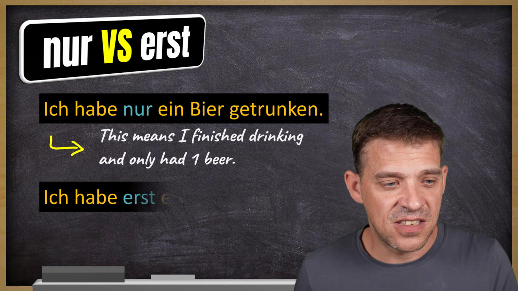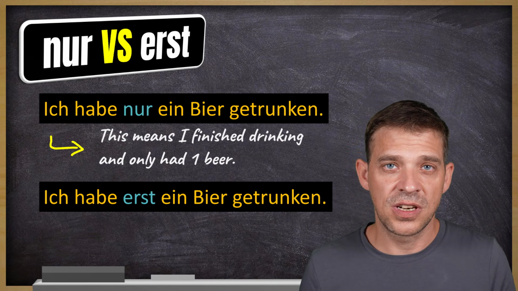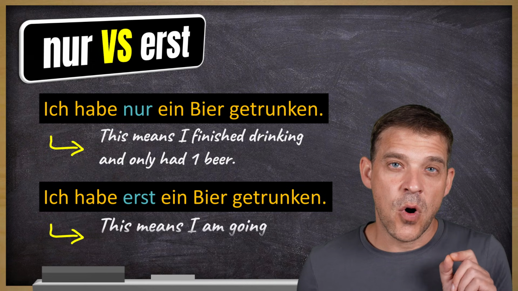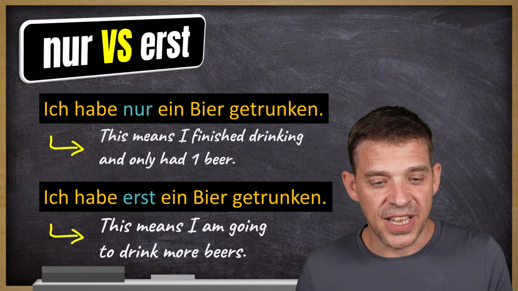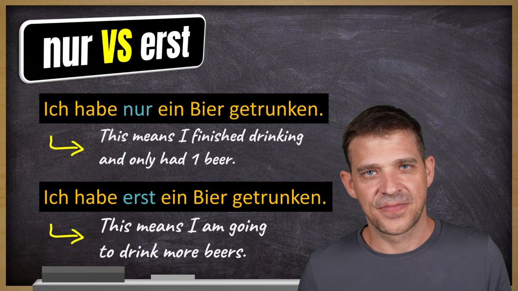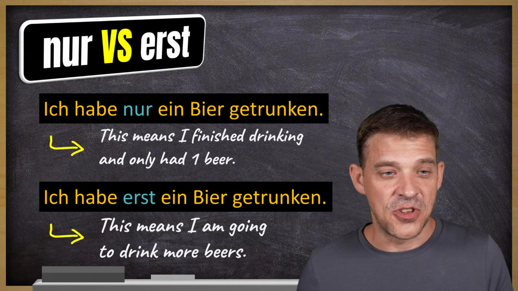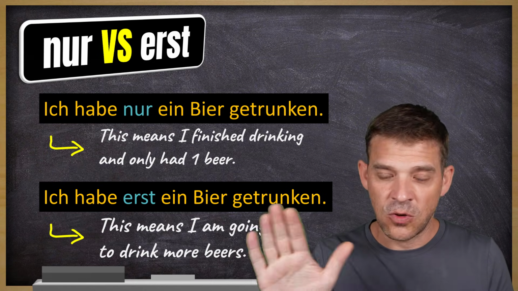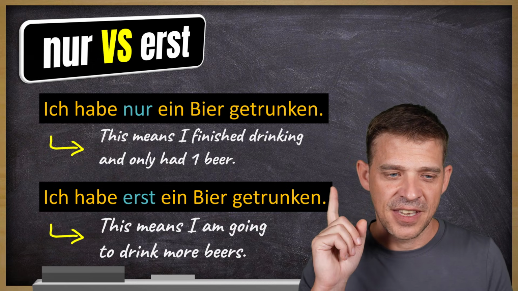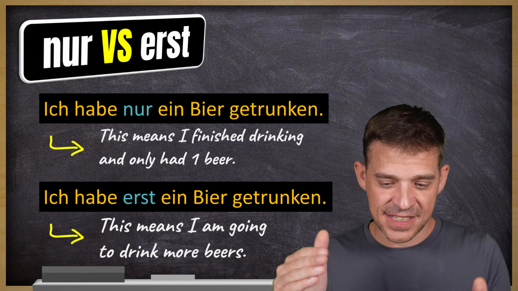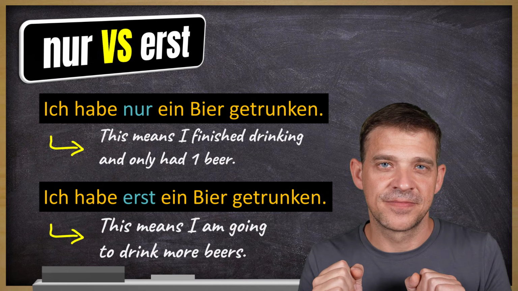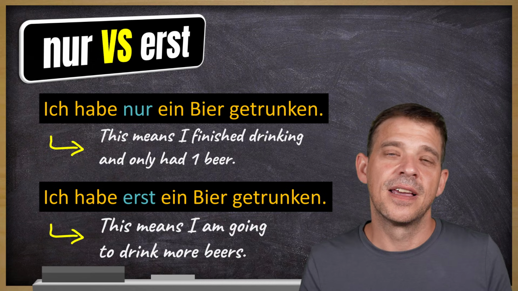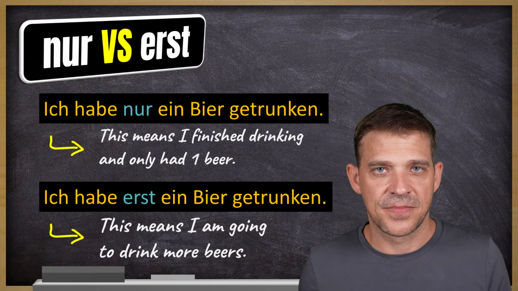But when I say the sentence, ich habe erst ein Bier getrunken, this means I most probably will continue drinking and have more than 1 beer. So that's the difference. You use nur if you want to emphasize that it was just 1 beer and it also will stay 1 beer. You use erst to emphasize that there is still more to come. Ich habe erst ein Bier getrunken. This means most probably I will continue drinking.